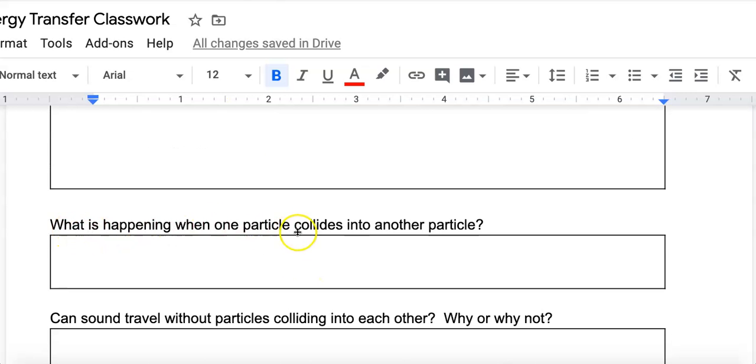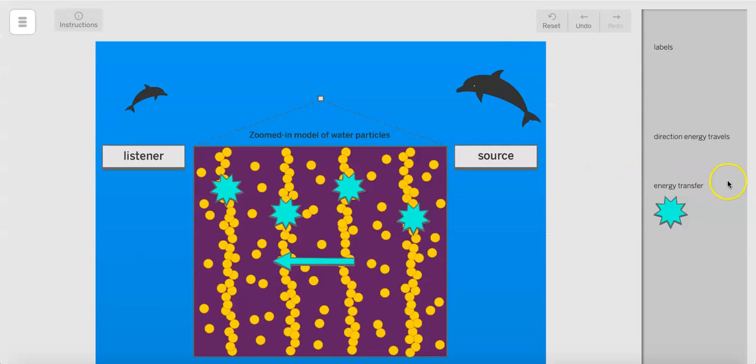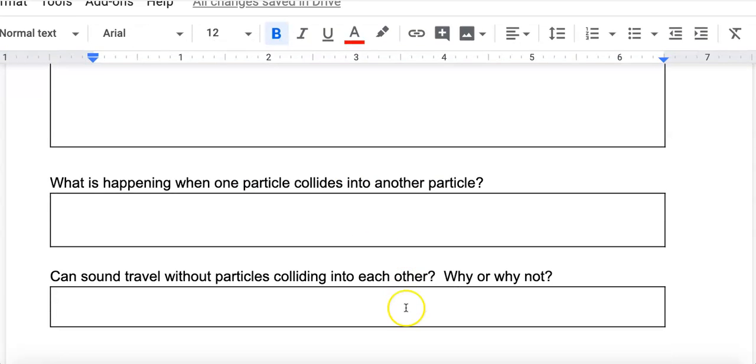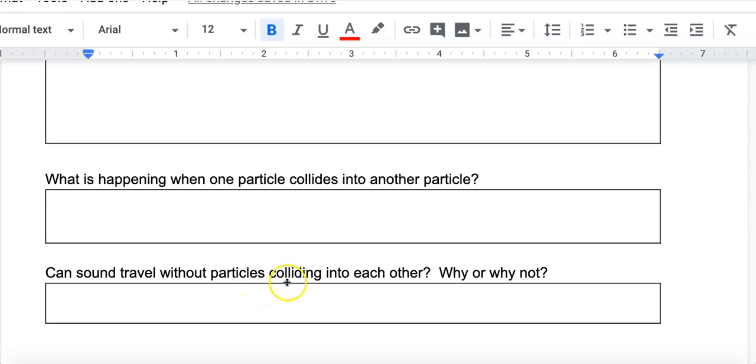What is happening when one particle collides into another particle? You want to think in terms of energy. What is happening with that energy when one particle collides into another? Your simulation is giving you language that's going to help answer that question. You completing the simulation is going to help answer that question. Can sound travel without particles colliding into each other? Why or why not? So this is not just a yes or no. You need to give me a yes or no and explain why you think yes or why you think no.